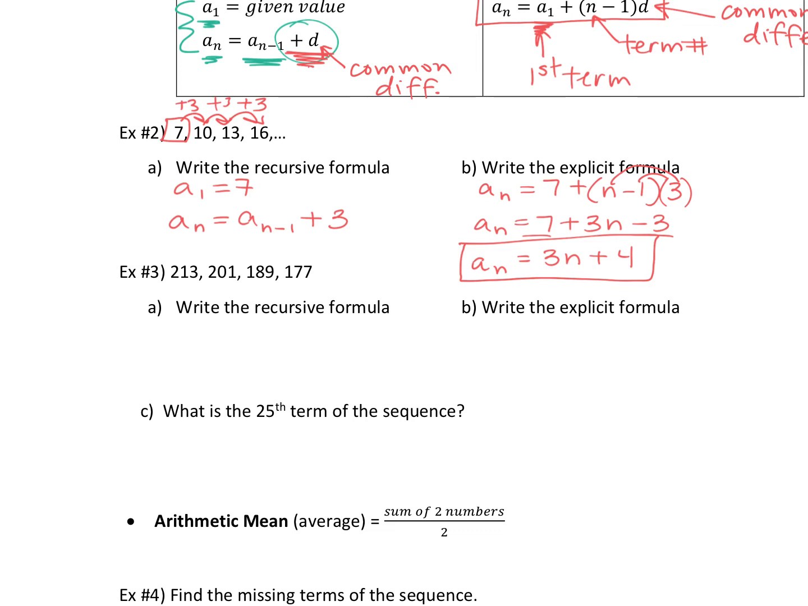All right, how'd we do? What'd you get for a recursive formula? What comes first? A sub 1 equals 213, right? And then a sub n equals a sub n minus 1. Make sure that n minus 1 drops low enough or is small enough that you realize I'm not actually subtracting 1 from my equation, right? It's saying the term before this term, okay? So a sub n minus 1. And then what are you doing to that? Minus 12. Okay, so that's your recursive. What'd you get for explicit?